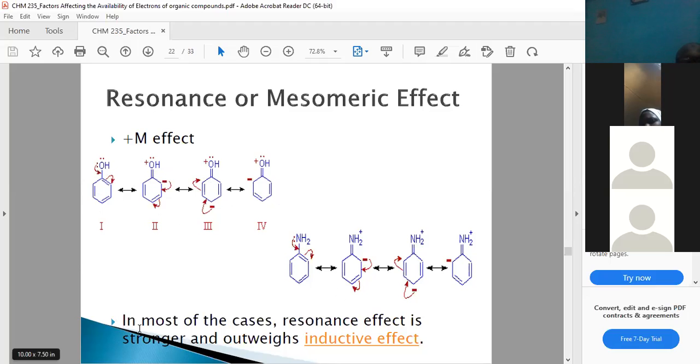Now there is this point here: wherever you have resonance and inductive effect operating, resonance would always take precedence over inductive effect. It has more power. It will overshadow inductive effect.